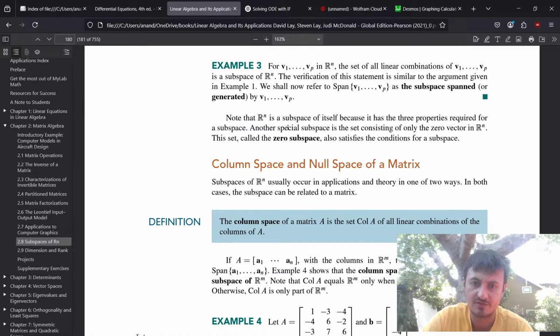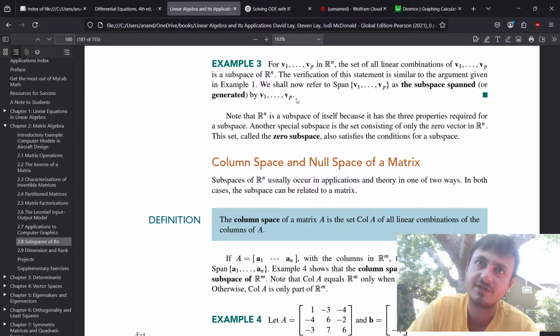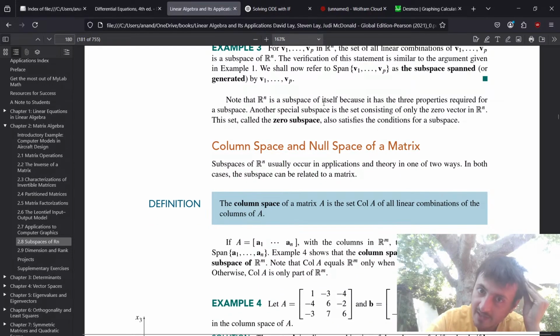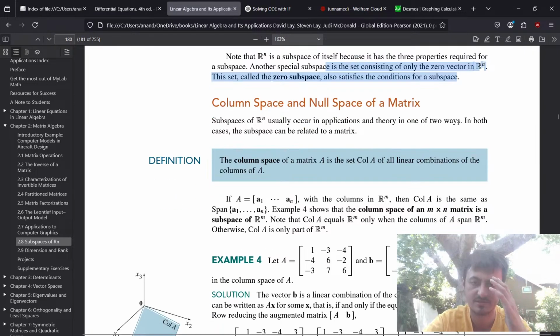So 0 is obviously in it because you take the coefficients all equal to 0. It's closed under addition because of linear combination, it just is. And scalar multiplication, same thing. The definition of linear combination gives us that scalar multiplication. Note that Rn is a subspace of itself because of the three properties. Another special subspace is the 0 subspace, because 0 plus 0 is still 0, and any c in R times 0 is also 0.